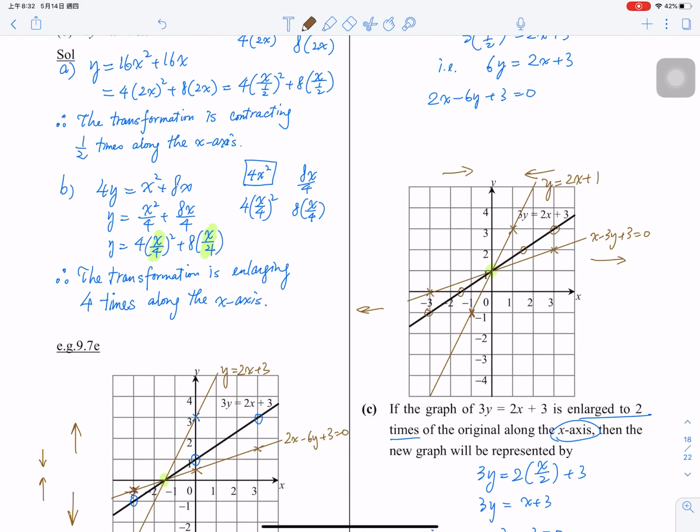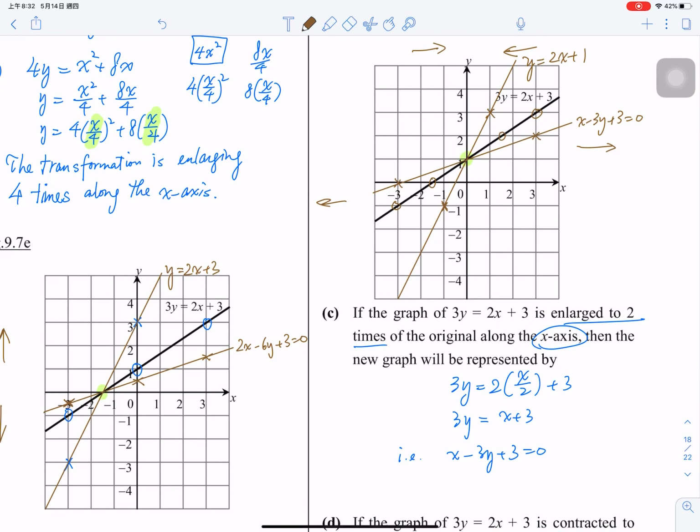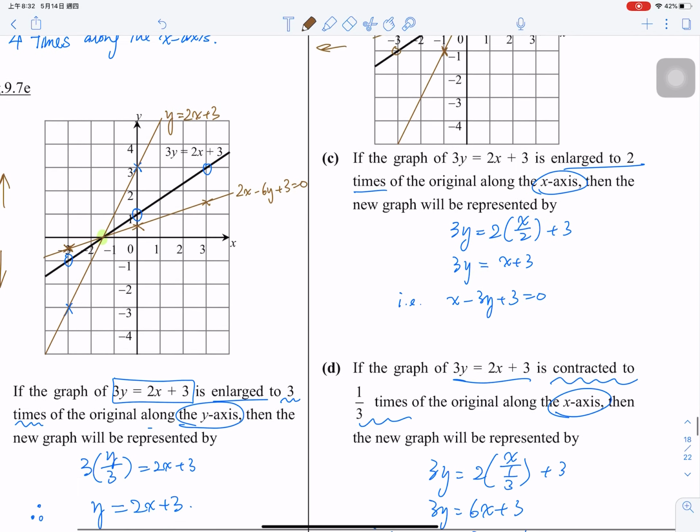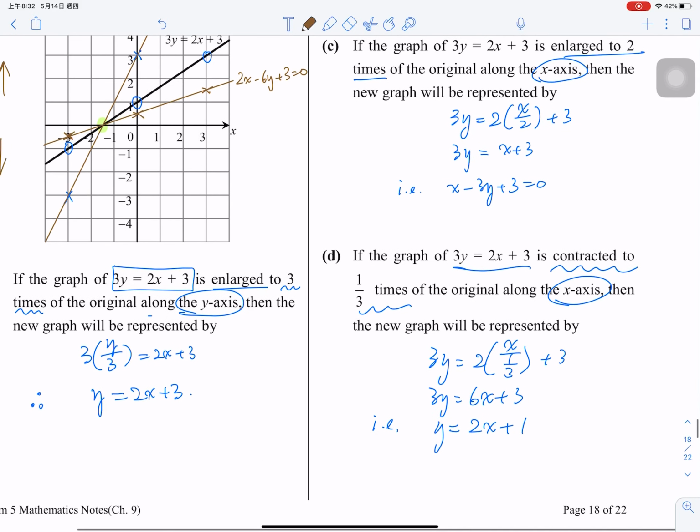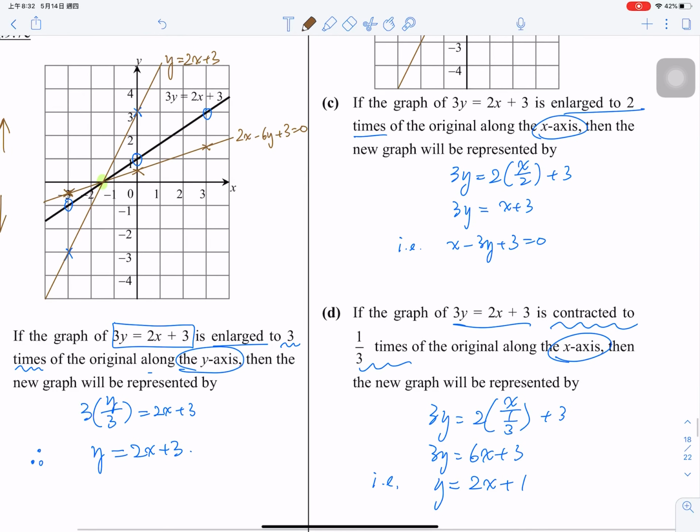Okay, so see, whether enlarge or contract along the x-axis or y-axis, you just substitute the x or y corresponding to the x-axis or y-axis. If transform along the y-axis, this time it affects y. If transform along the x-axis, this time it affects x. So make sure you get the correct answer.